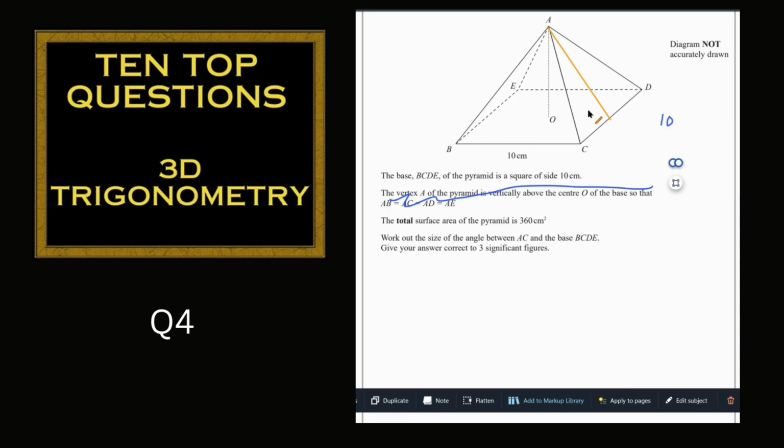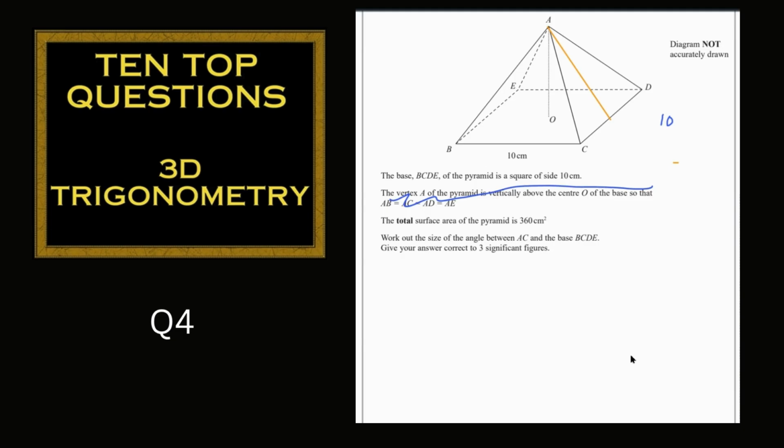Why is that important? Because that is the height of the triangle. If you're going to apply logic, the surface area is the area of the base, which is 10 times 10. So let's take that away. The area of the four triangles must equal 260. So let's do that sum.